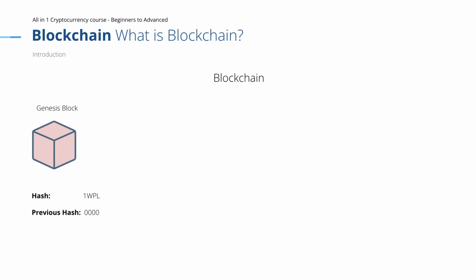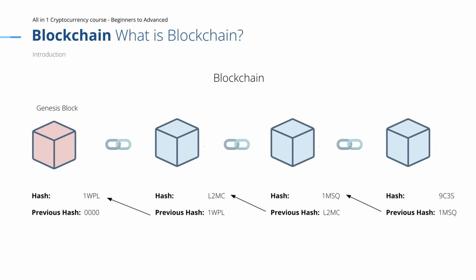When the blockchain grows and has more transactions, the data increases. When data increases, more blocks are generated and linked to each other. In this example, the second block hash is L2MC. So it's the second constraint. And the third constraint is the previous hash, which will come from the Genesis block, so 1WPL, and so on. So this is how the chain grows. When a transaction happens, the blockchain grows and new blocks are generated and linked to each other.